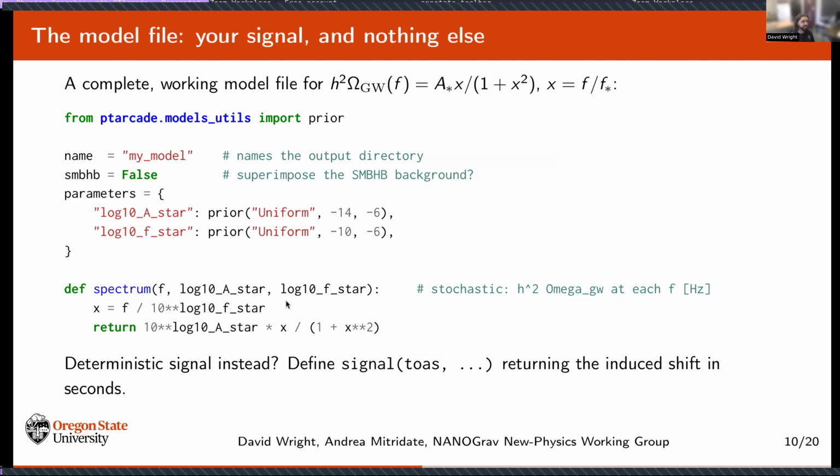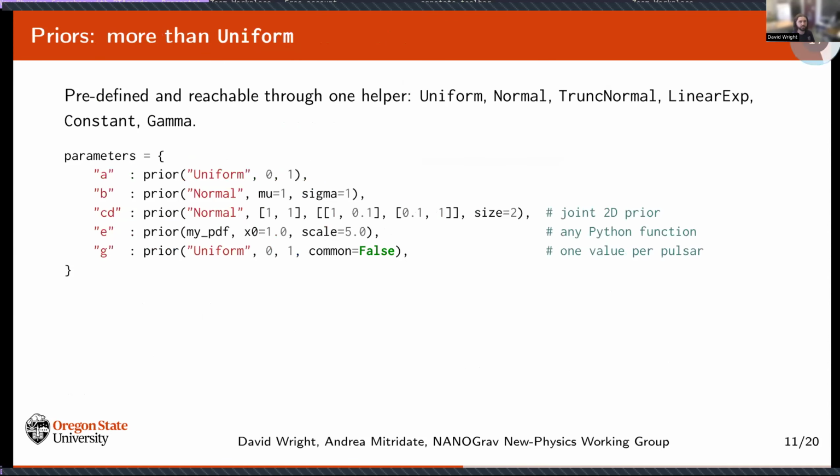If you're doing a deterministic signal, instead of writing a spectrum function, you write signal, and then you take in arguments like the TOAs, the pulsar positions, things like that. And PTArcade will recognize that it is a deterministic signal, and it'll build the correct likelihood for that. Right now, this only works in Enterprise and Discovery, and we'll talk about why it doesn't work in the mode we're going to use today. But we're going to be working with a stochastic signal, so that's all right.